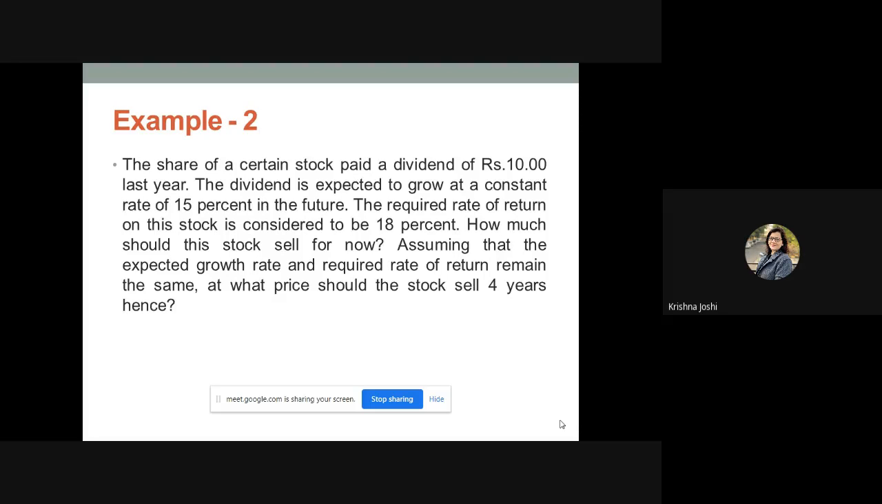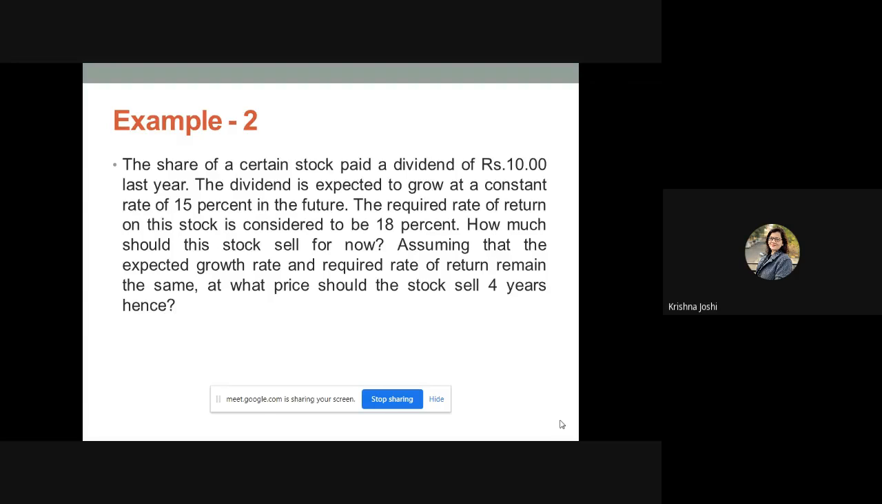But this is a constant dividend model, right? एक होता है no growth. So whatever dividend is paid today, that will be paid in the next year and next year and next year, right? So that is a constant dividend model. Then the constant growth model, where your dividend is constantly growing at a given rate, right?